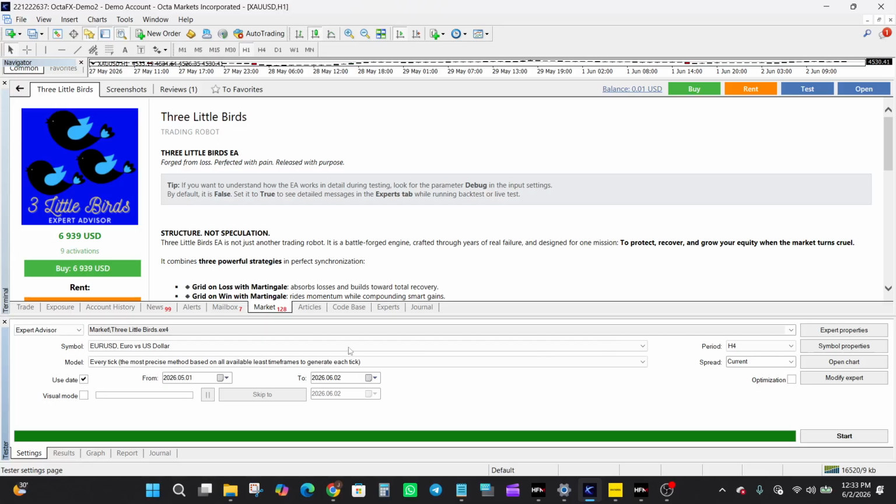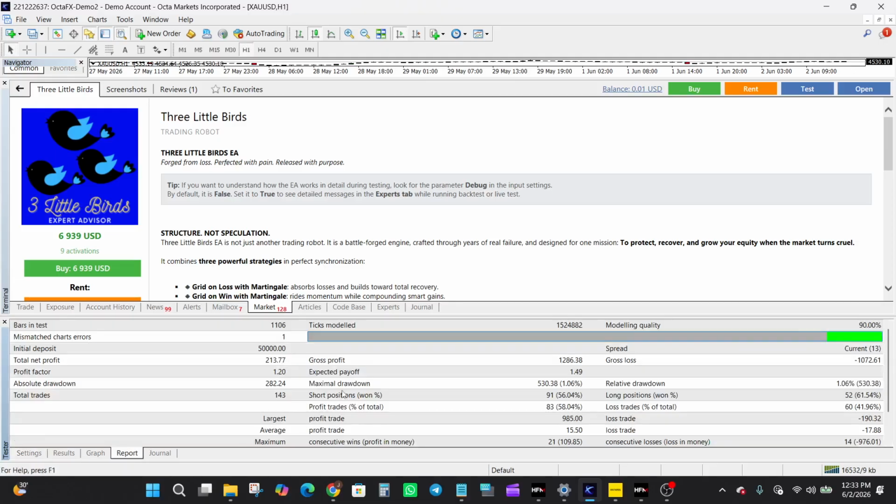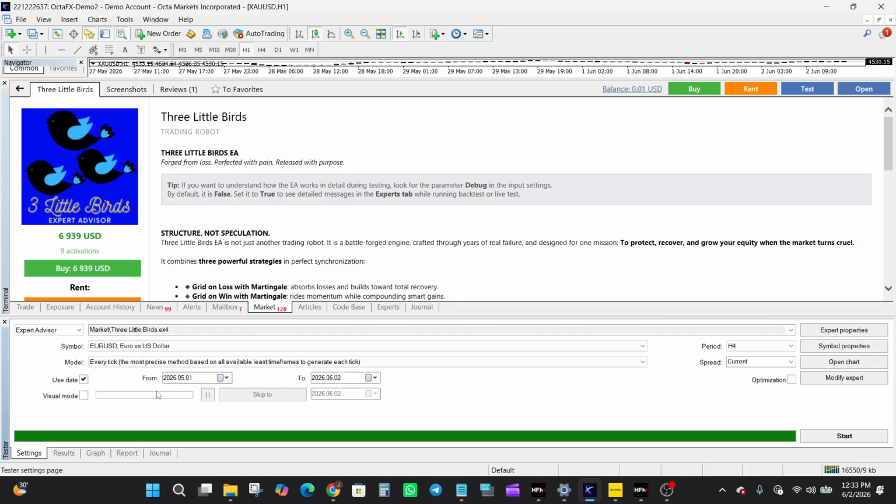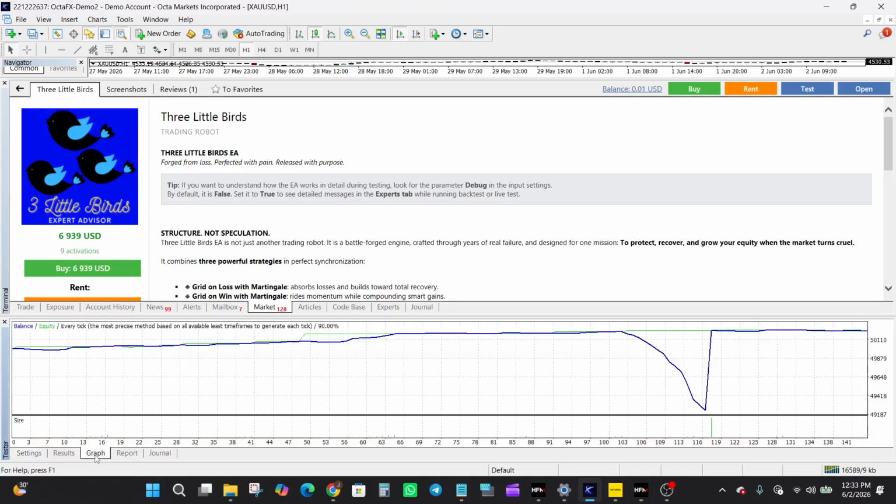We're testing the Three Little Birds on Euro USD on the recommended time frame H4, and we're using the every tick model. Just quickly looking at the report, we can see that from an initial deposit of $50,000, which is above the recommended balance, there was a total net profit of $213.77. Remember that the test was conducted over the past month, and I did this just for want of time. But I recommend testing this EA over a longer period of time for better results.